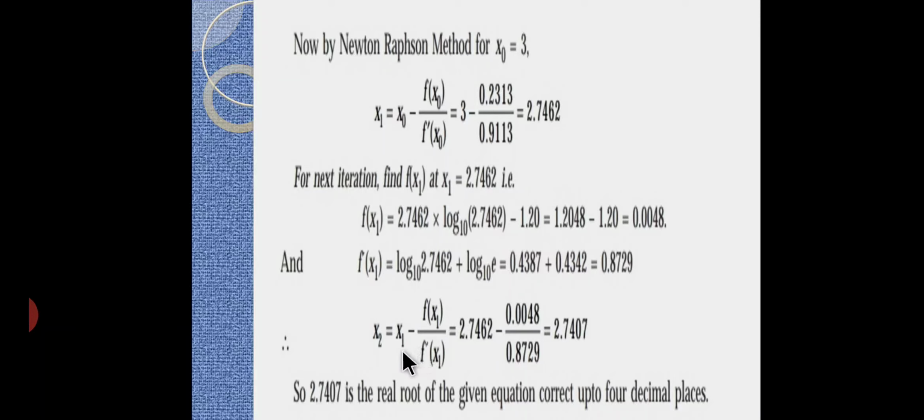So we substitute the values x1, f of x1 and f dash of x1. We get x2 value is equal to 2.7407. So we repeat this process, and x2 and x3 values are the same. So 2.7407 is the real root of the given equation corrected up to 4 decimal places.